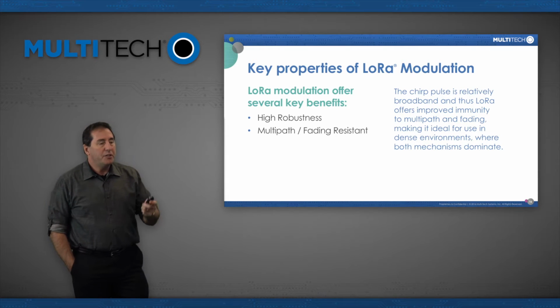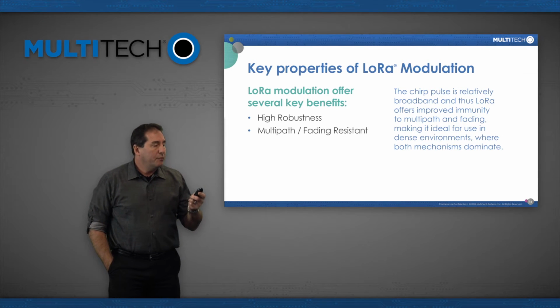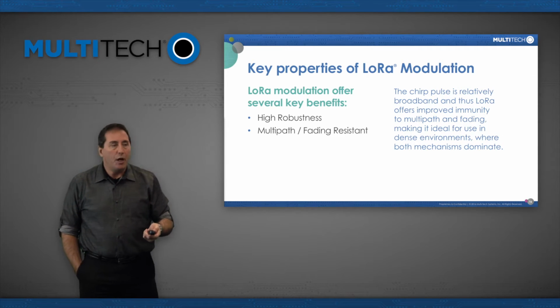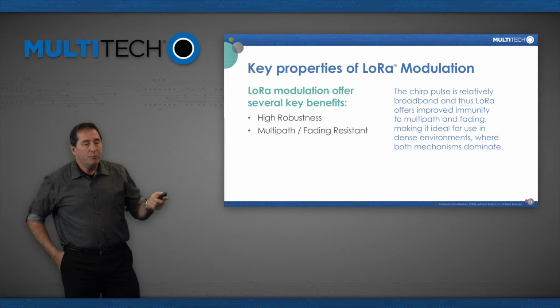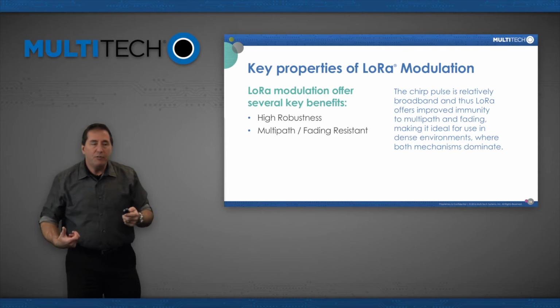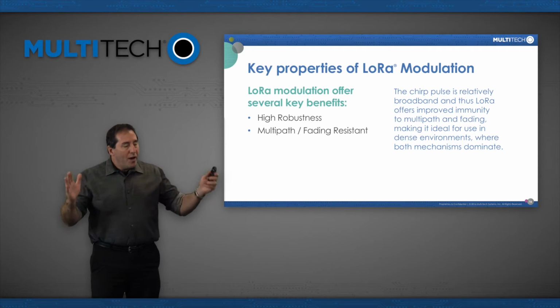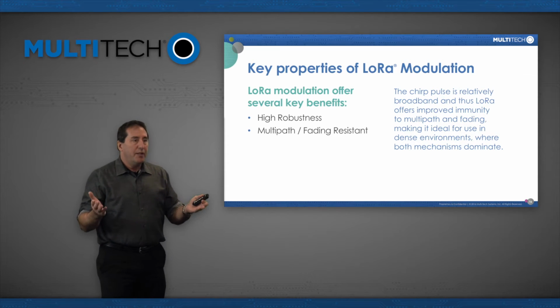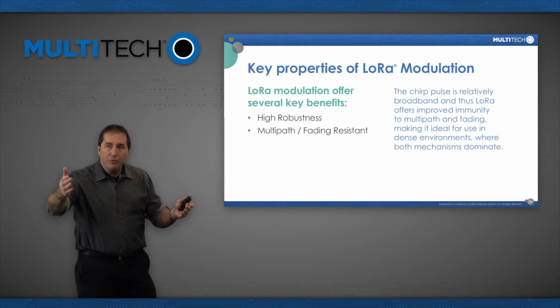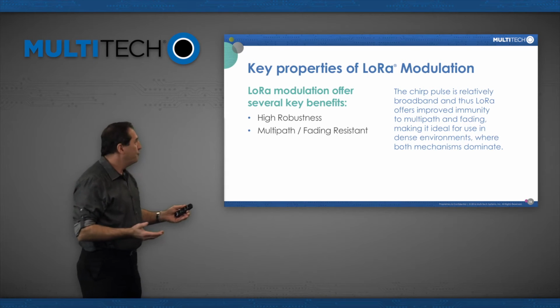LoRa modulation is extremely resistant to Doppler and fading. The way the modulation is done, the way you receive the modulation, there's a wide band of shifting that they can tolerate that keeps it so that if the device is moving towards you or away, you don't really care.